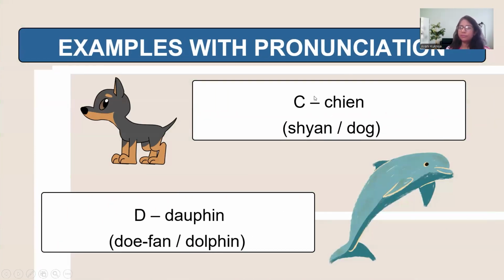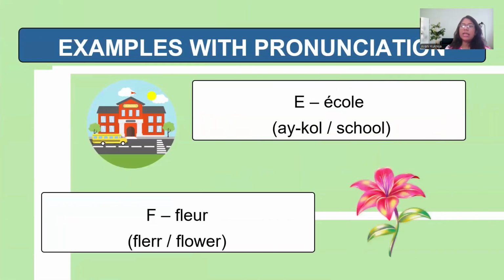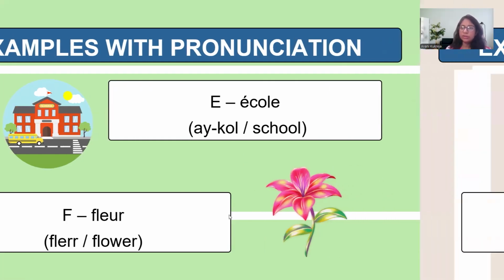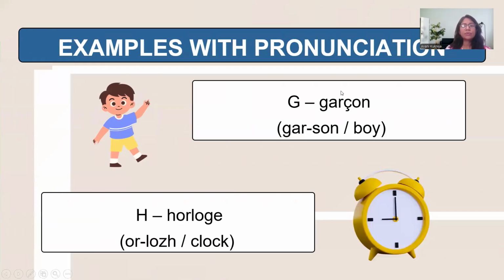chien, dauphin, école, fleur, garçon. Some people pronounce it one way, some people pronounce it another way, but both are perfectly fine. H, with H, we have horloge.